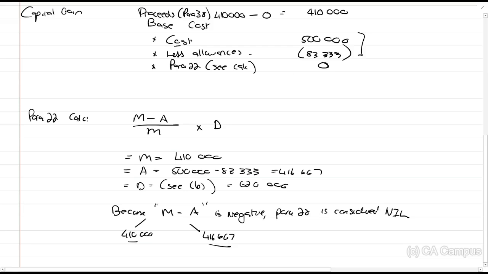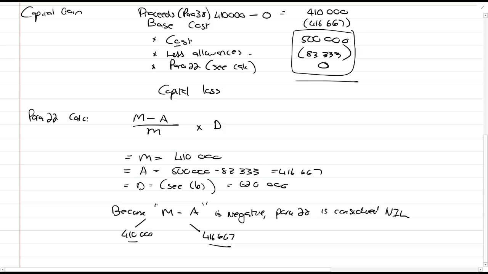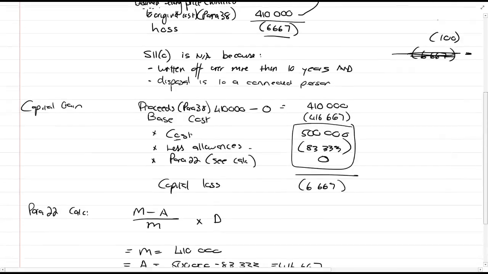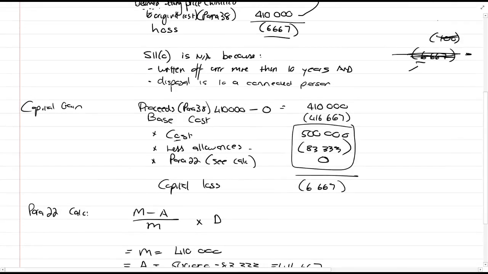Okay, so just as a reminder guys, paragraph 22 always applies if there's a disposal of an asset and there was donations tax. So this gives us 416,667 and this gives us a capital loss of 6,667. Right, so you can see it's still that same amount we're chasing around.